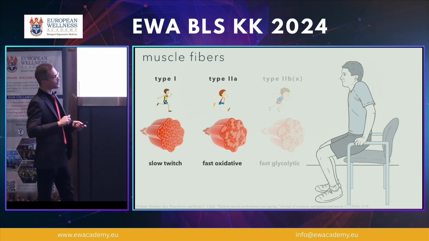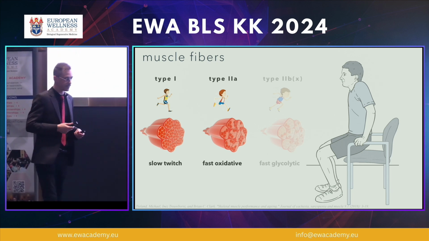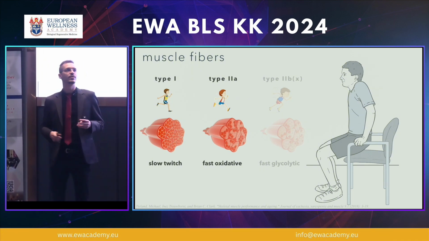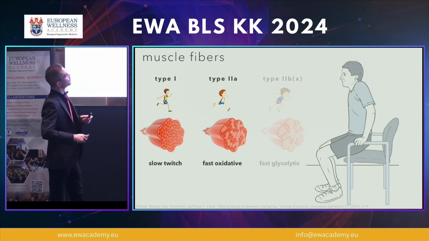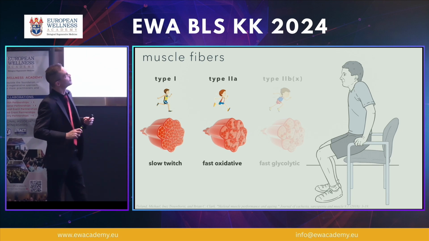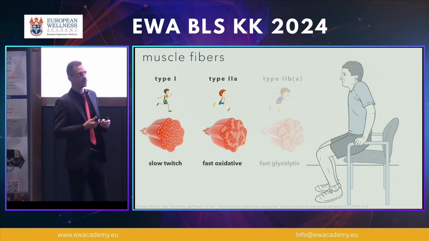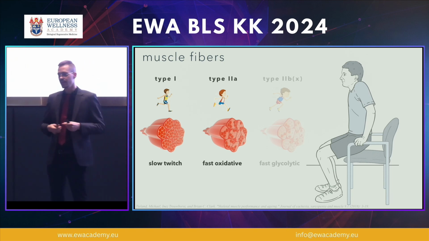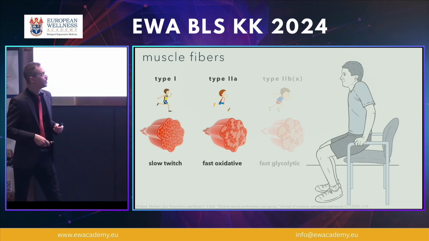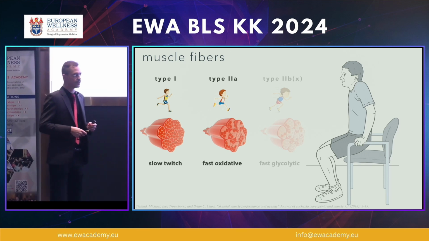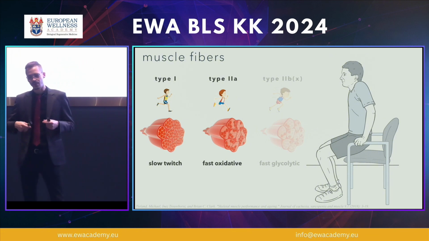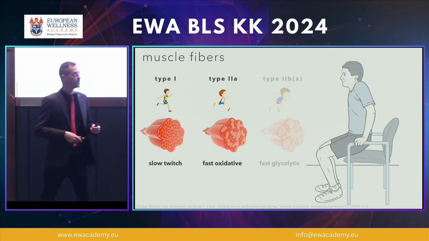So they're responsible for endurance types of activities. They are able to work for a long period of time. Fast oxidative or fast glycolytic types of fibers can produce ATP straight from sugar. Even though it's not efficient, they are responsible for more fatiguing or more fast types of activities.